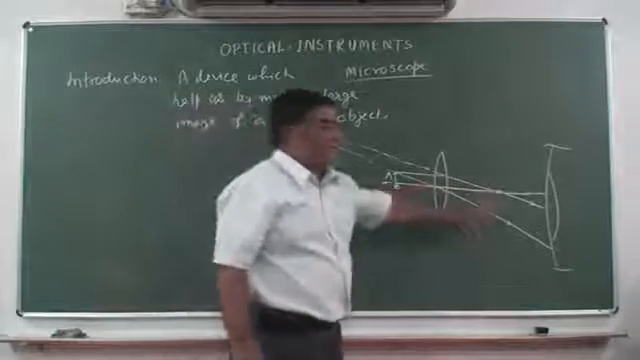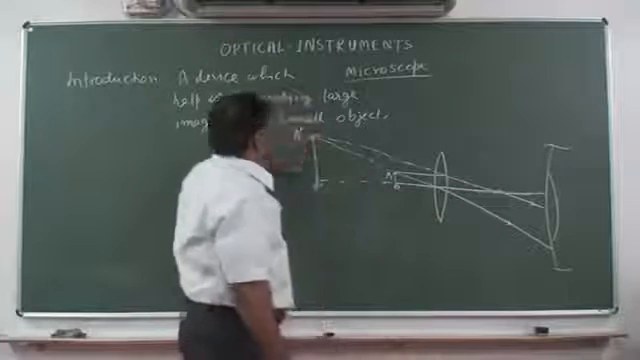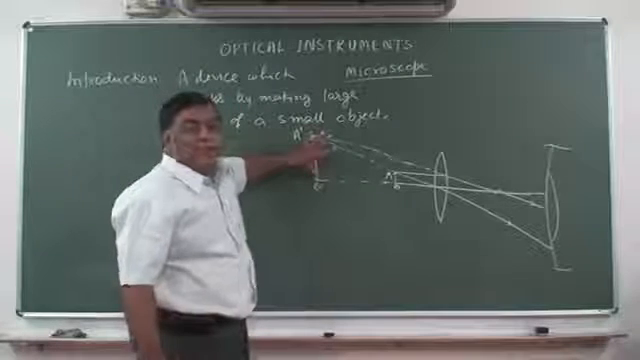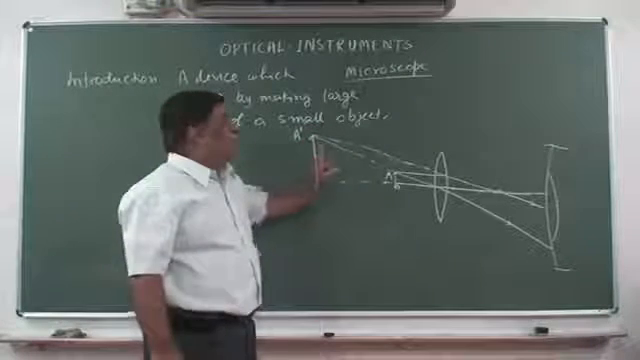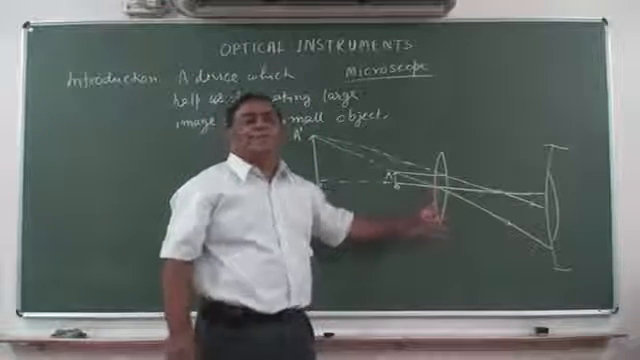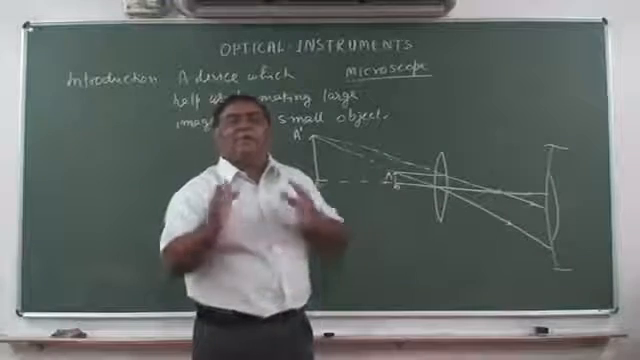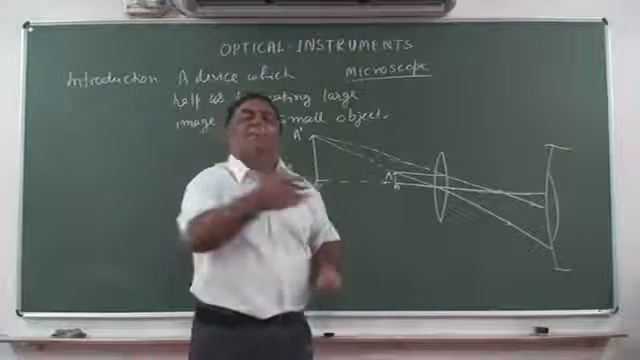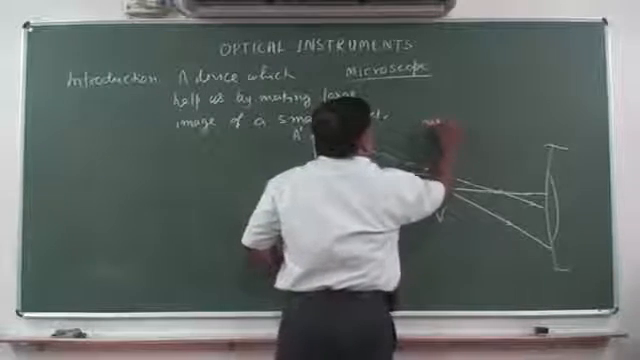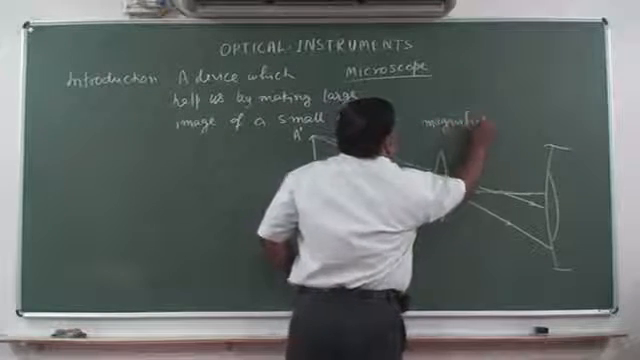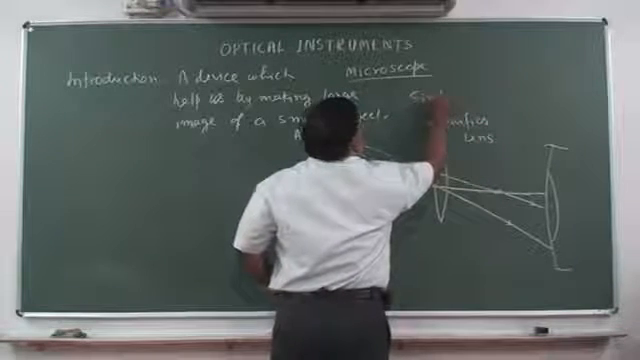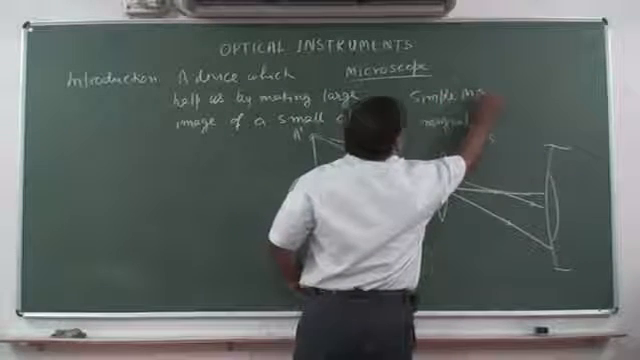Now when we see from the eyes here, what we see? We see A dash B dash. Now A dash B dash is much larger than AB. Because it is larger, with the help of this lens, therefore we call this lens as microscope. But it is only one lens, so we call it simple microscope. That's all. We also call it magnifier. Magnifier lens, and this is simple microscope.